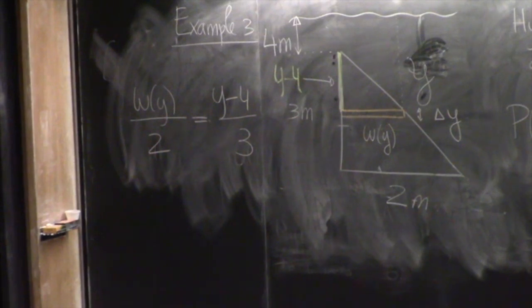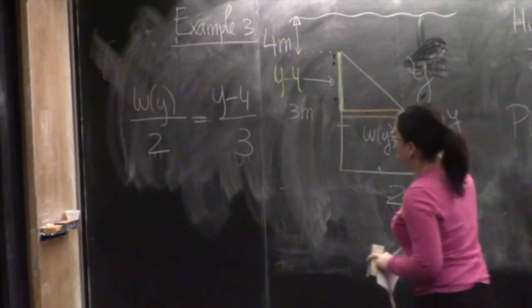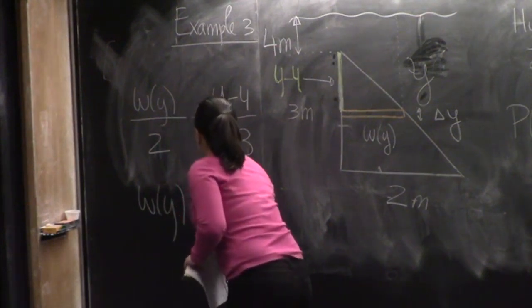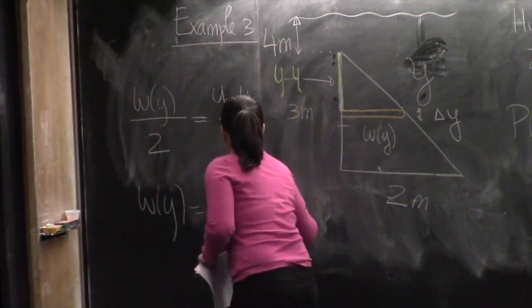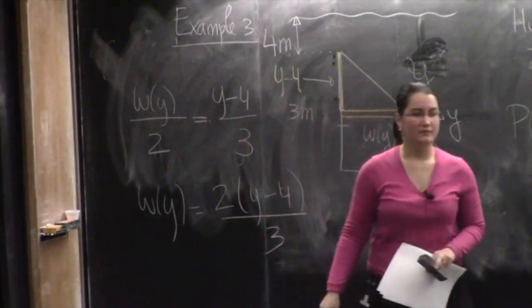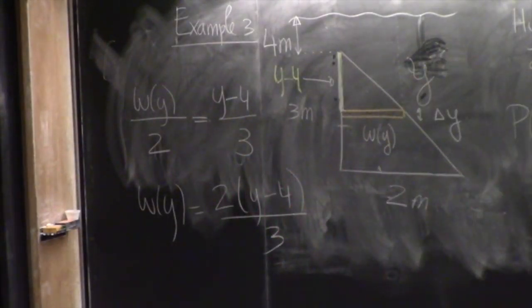Okay, so it means that W of y is just going to be 2 times (y minus 4) divided by 3. And we can go back to our thing over here and write the area as 2 times (y minus 4) over 3 times the volume.